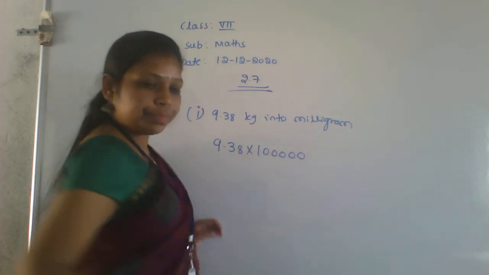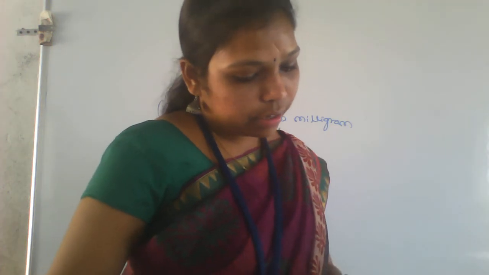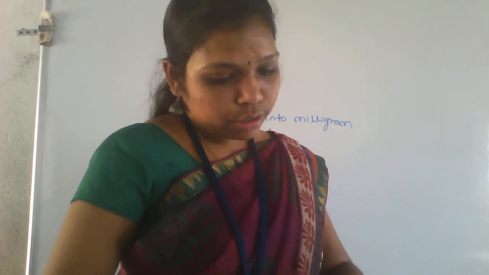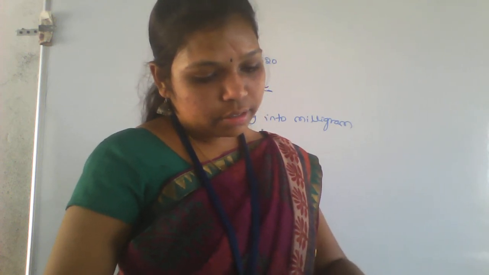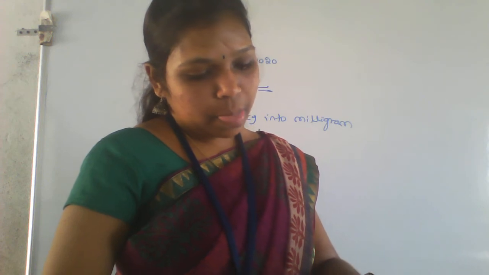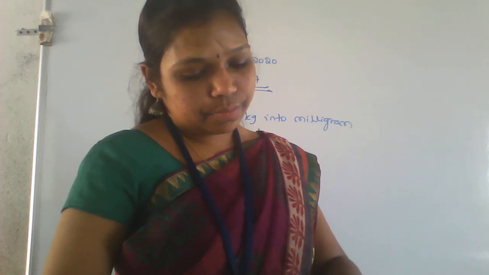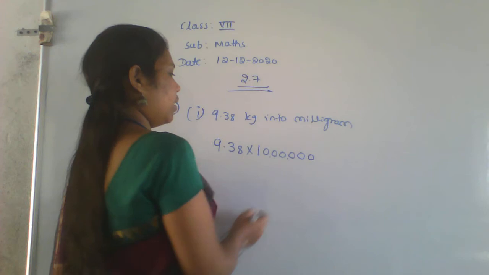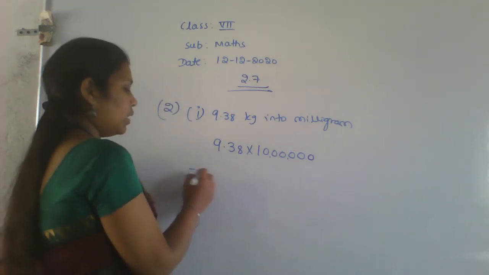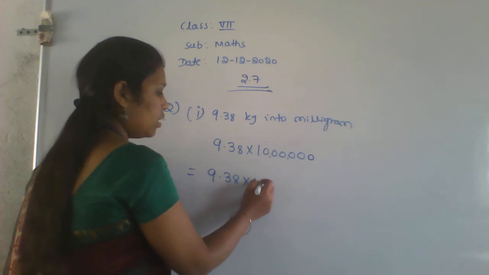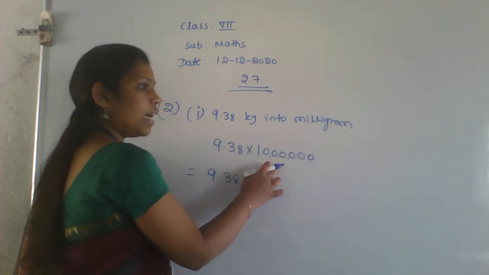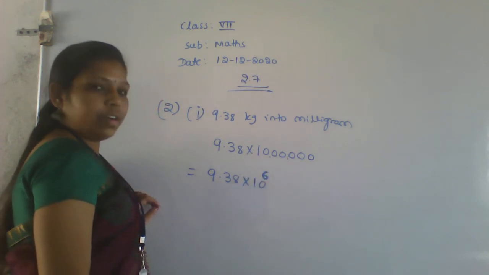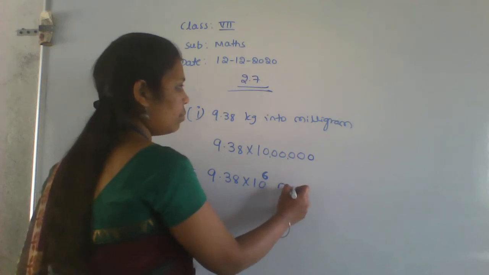Right. Count here. How many zeros are there? 1, 2, 3, 4, 5, 6. So 6 zeros you have to multiply. Yeah, 10 lakh. Otherwise, write it like this: 9.38 times 10 to the power of 6. How many zeros there are, that much you have to write as the power. This is also correct. So, milligram.